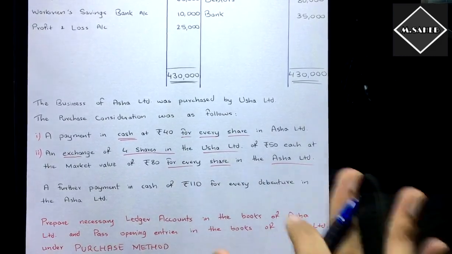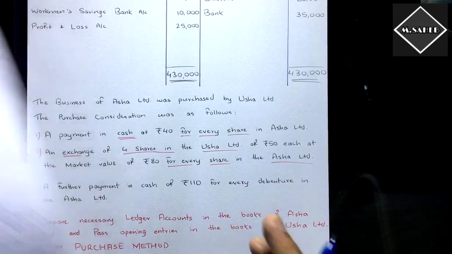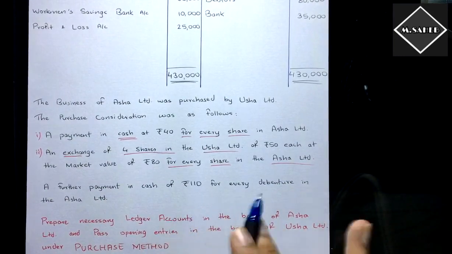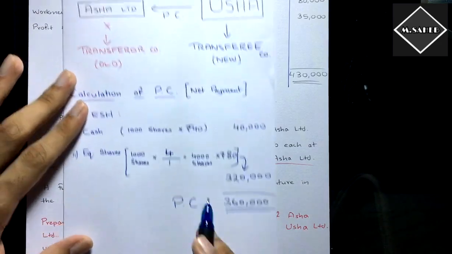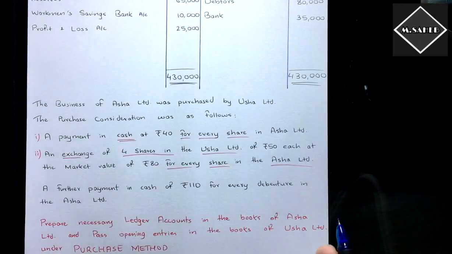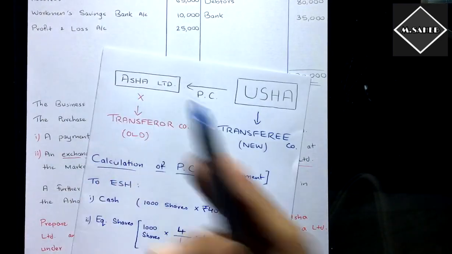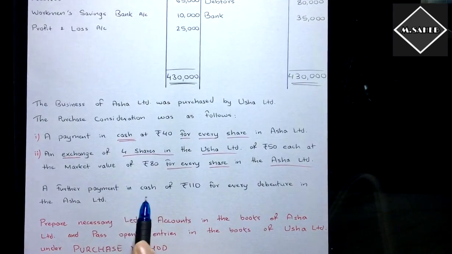That is separate. We have to pass that entry only in the books of the Transferee Company, in the books of Usha Limited. What is given to the debenture holders doesn't become part of the purchase consideration. What comes under purchase consideration? Only what is given to the owners of the company. Are the debenture holders owners? No, they are not. Owners are only equity and preference shareholders. So only one journal entry you have to pass for this.